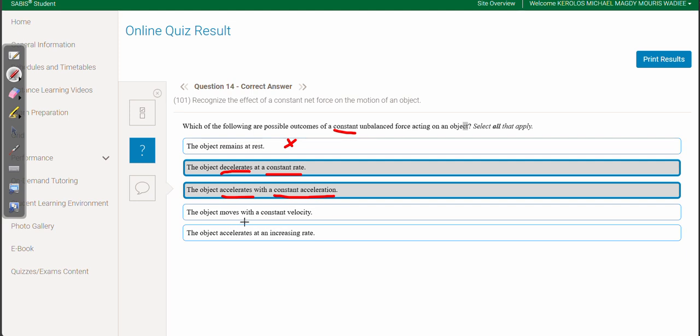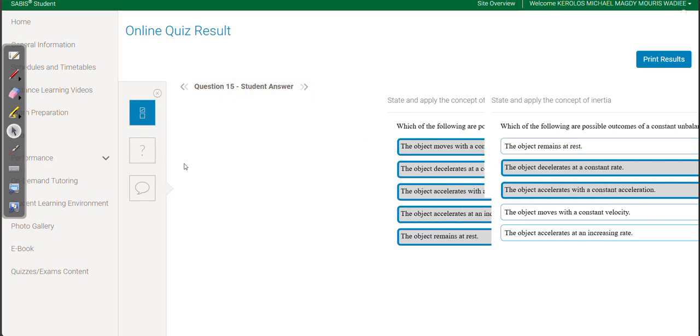The object moves with a constant velocity. No, you have an unbalanced force. It will obviously accelerate with the same constant acceleration, as they said it's constant. The object accelerates at an increasing rate. No, the acceleration is constant. Why? Because they said here constant unbalanced force. If they said unbalanced force, then yes, the object accelerates at an increasing rate. But here they said the constant unbalanced force. So it's wrong.